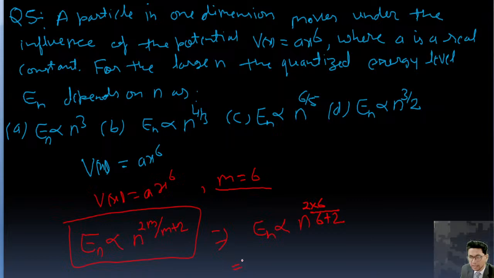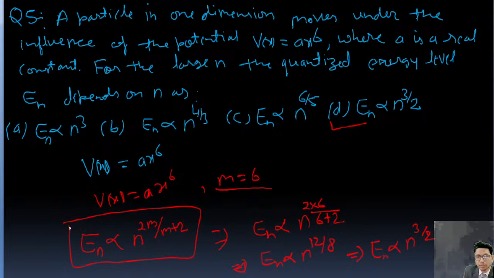So this implies E_n is proportional to n to the power 12 upon 8, which implies E_n is proportional to n to the power 3 by 2, dividing by 4. So which option is matching? Option D is the correct option.